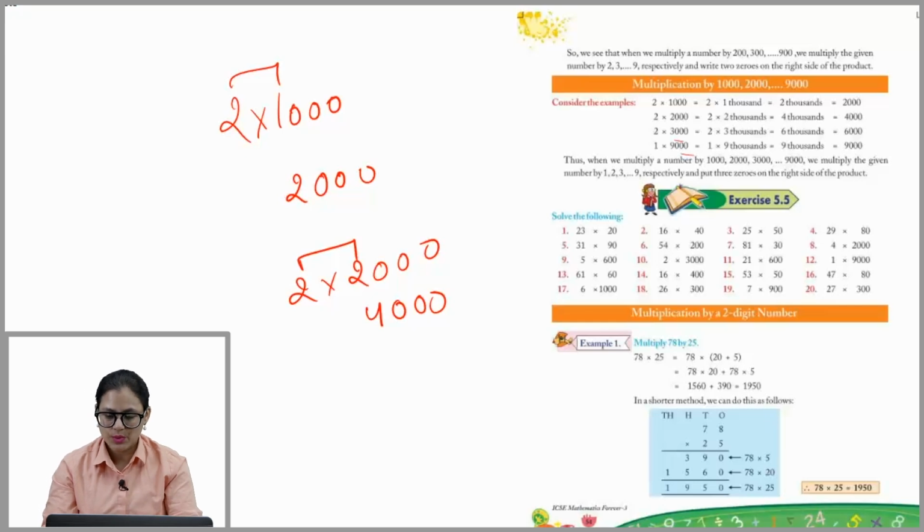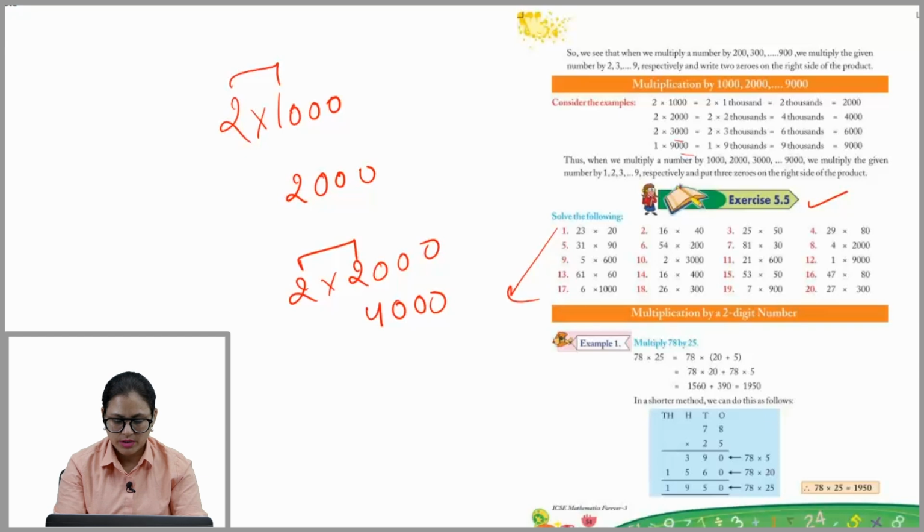Okay. Now let's do exercise 5.5. 23 into 2. 23 into 20. Okay, so we will multiply 23 by 2. 46 and we will put 1 zero here.